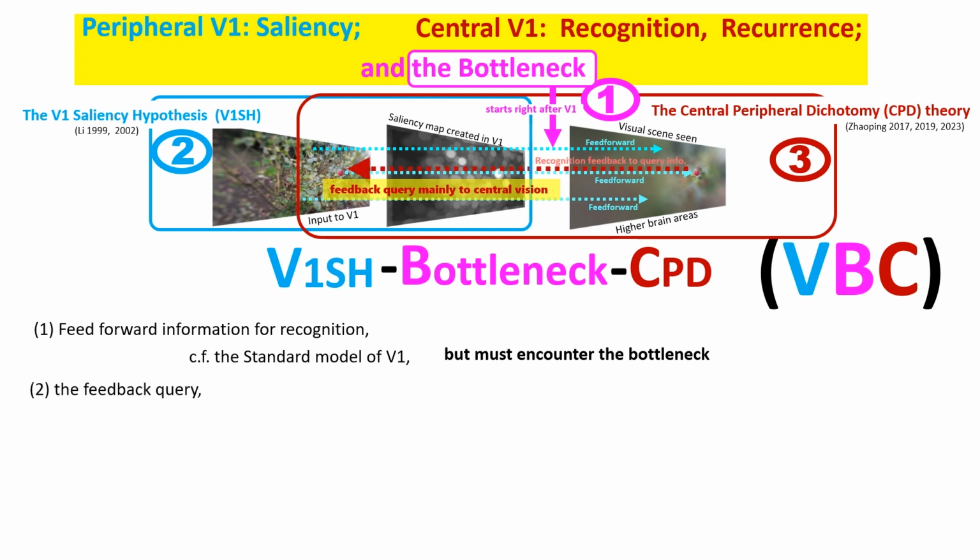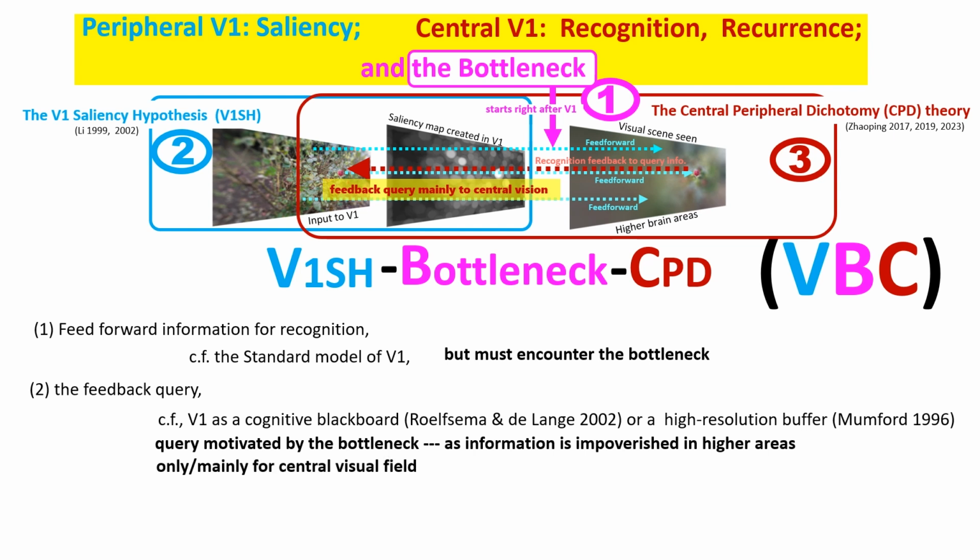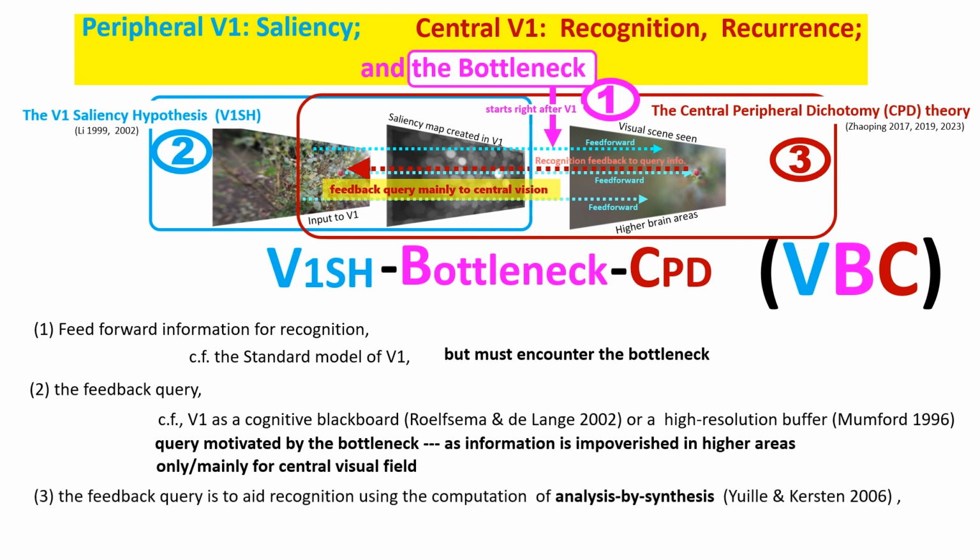Its feedback query can be related to the idea of V1 as a blackboard or high-resolution buffer. However, our feedback query is motivated by the presence of the bottleneck. Additionally, this feedback query is only or mainly for the central visual field. The feedback is to query for additional information through the bottleneck in order to help the particular ongoing recognition, using the algorithm of analysis by synthesis. This feedback is not for predictive coding.